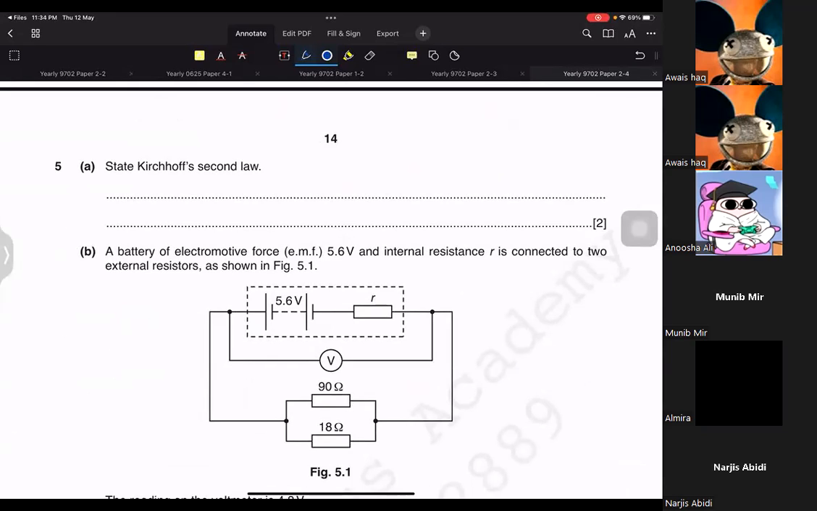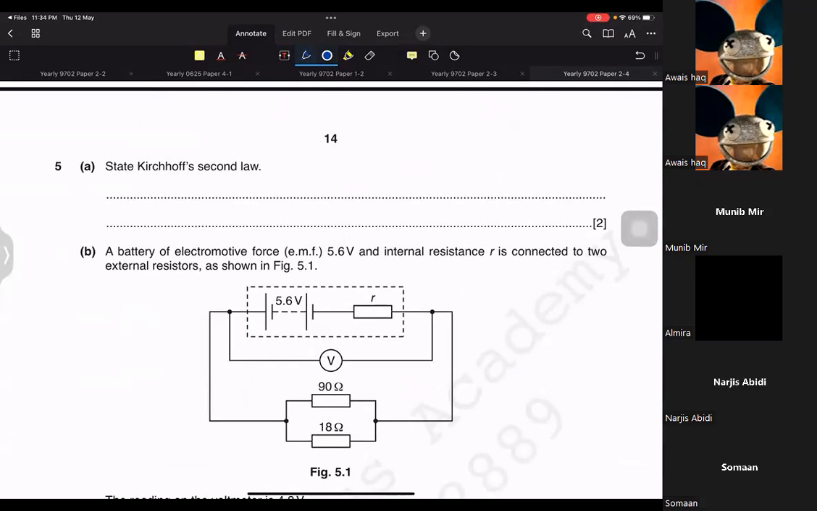All right, bye. Now, electricity. Now here, Kirchhoff's second law states sum of EMFs is equal to sum of potential differences in a closed loop. That should be written.